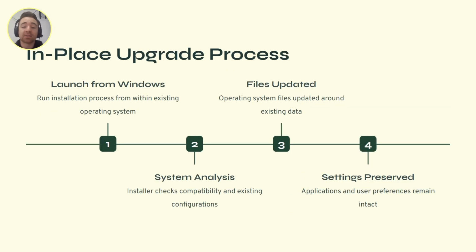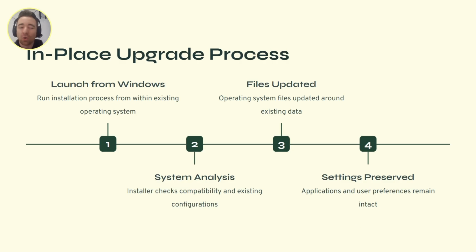In the process, you can generally launch it from Windows. So if you run the installation process from within the existing operating system, you can generally just go to Windows, go to updates, and it'll be there, and you can just click update, and that will happen. System analysis. So the installer will check for compatibility and existing configurations. It will then have a look at the files, and it will update your operating system files around your existing data. That's the key thing. It's going around the data, and then your settings will be preserved. So your applications and user preferences remain the same. It's just that the operating system has been updated.